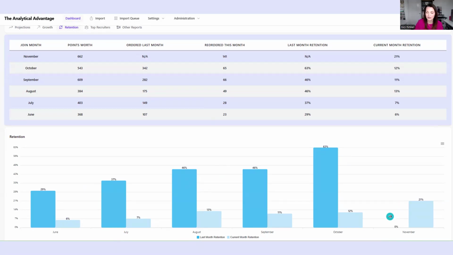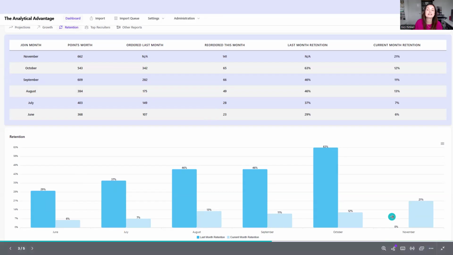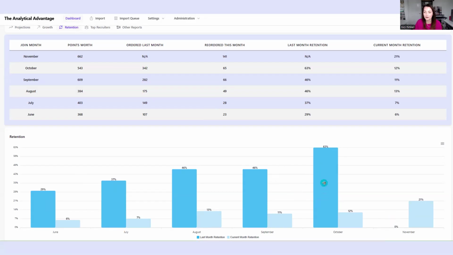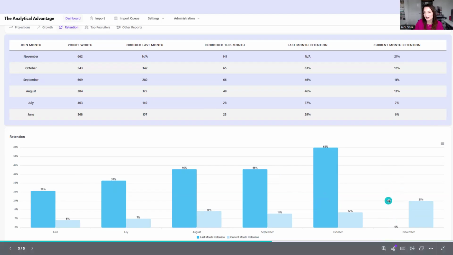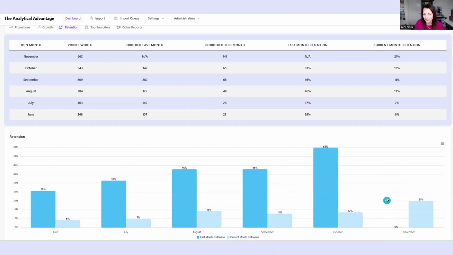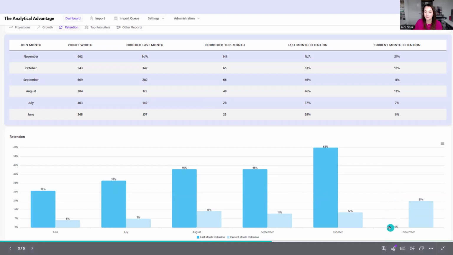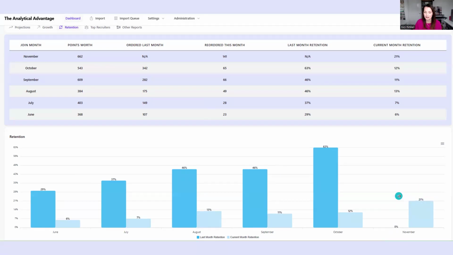So why is November 0? What we're saying in this column, like October, is they joined in October and they reordered in November. The November is 0 because they joined in November, so there's really no retention for them yet. This is their first month. That's why this number will always be 0, simply because it is their first month. But 21% of those who joined last month have already reordered, and we're still early in the month, so that's a good number. That's a good start for this.